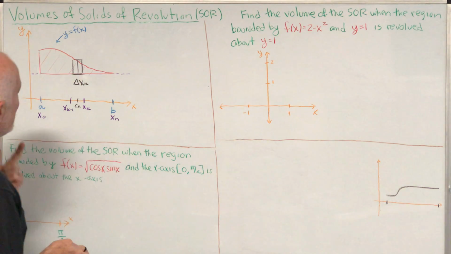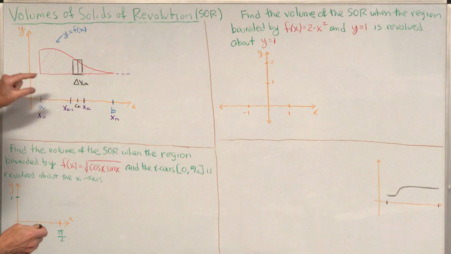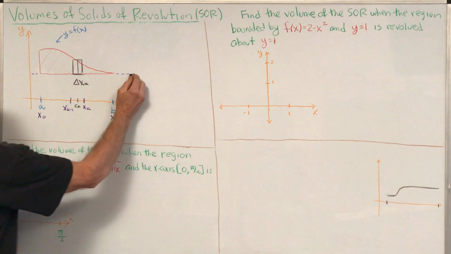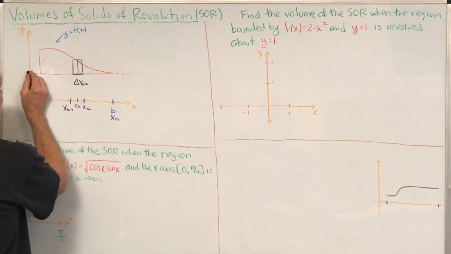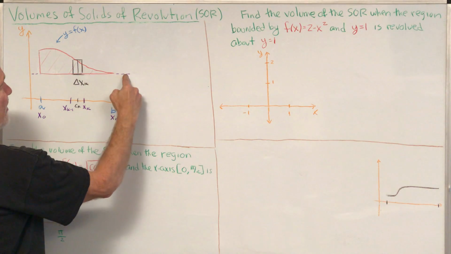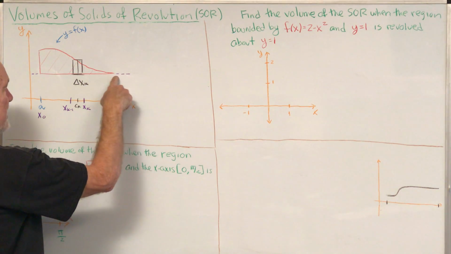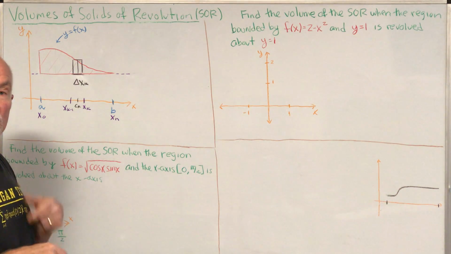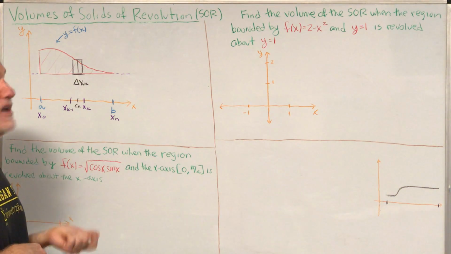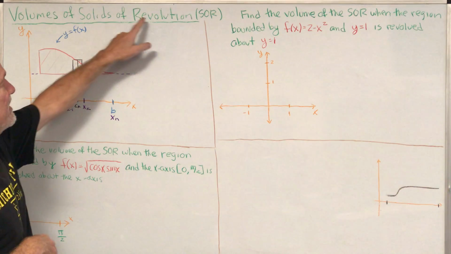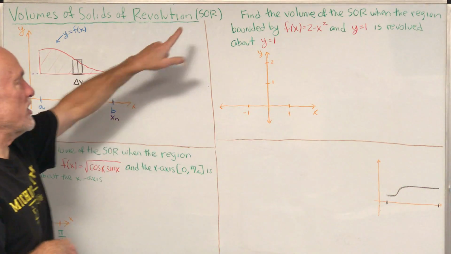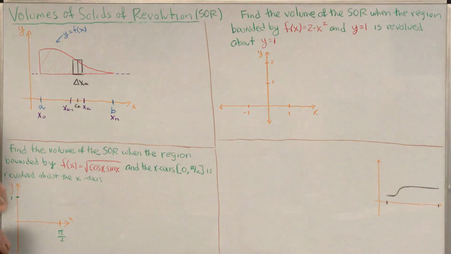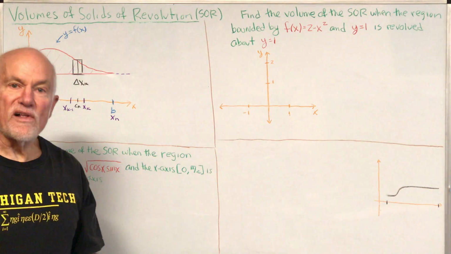Well, the only difference today is we're going to take that same region and rotate it around this axis. This is called the axis of revolution. And what we're going to form is a three-dimensional figure, and we're going to try to find the volume of that three-dimensional figure, which is called a solid of revolution. Just shortcut SOR.